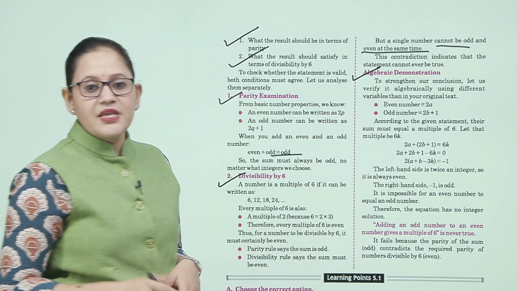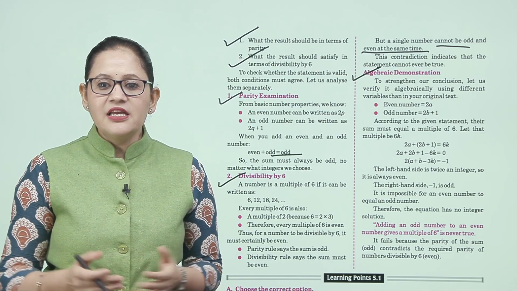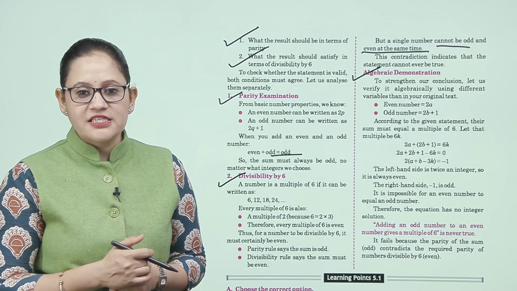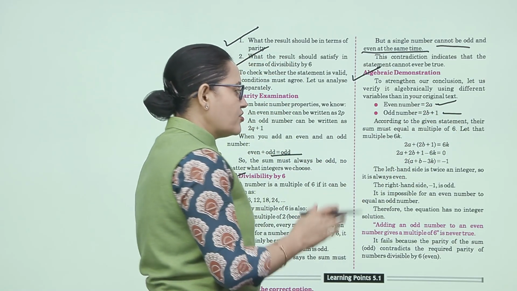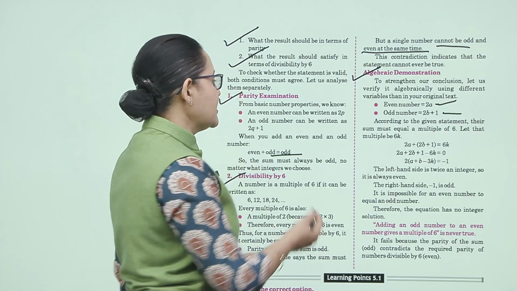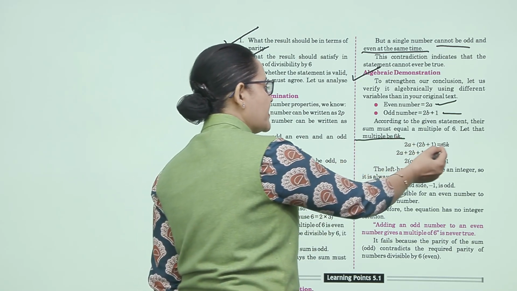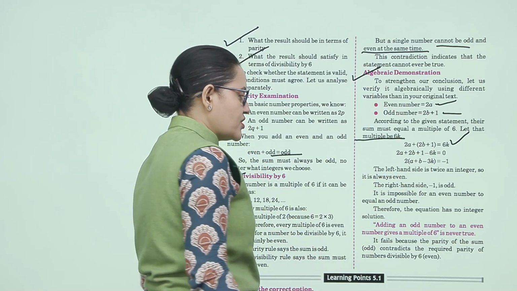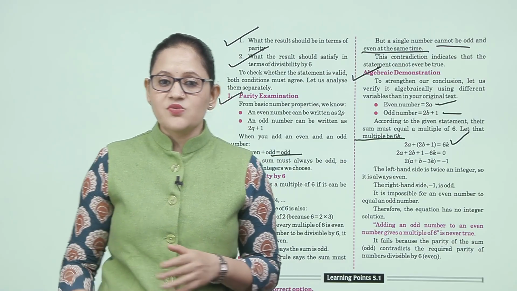Algebraic demonstration. To strengthen our conclusion, let us verify it algebraically using different variables than in the original text. Even number 2a, odd number 2b plus 1. According to the given statement, their sum must be equal to a multiple of 6. Let the multiple of 6 be 6k. 2a plus 2b plus 1 equals 6k. 2a plus 2b plus 1 minus 6k equals 0, that is 2 times (a plus b minus 3k) minus 1.